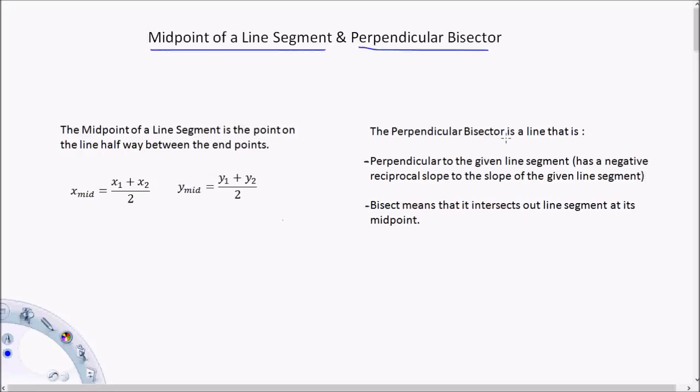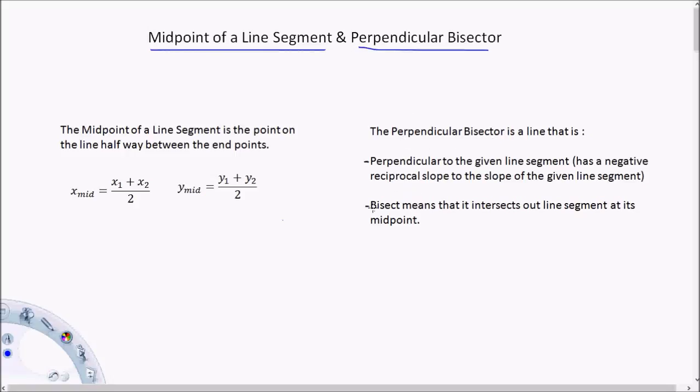The perpendicular bisector is a line that has these two requirements. The first requirement is that the perpendicular bisector is perpendicular to the given line segment. The way we find that is we have a negative reciprocal slope to the slope of the given line segment. So if we have a given line segment, we find the slope of it. We find the negative reciprocal of that to find the slope of our perpendicular bisector. That is what makes it perpendicular.